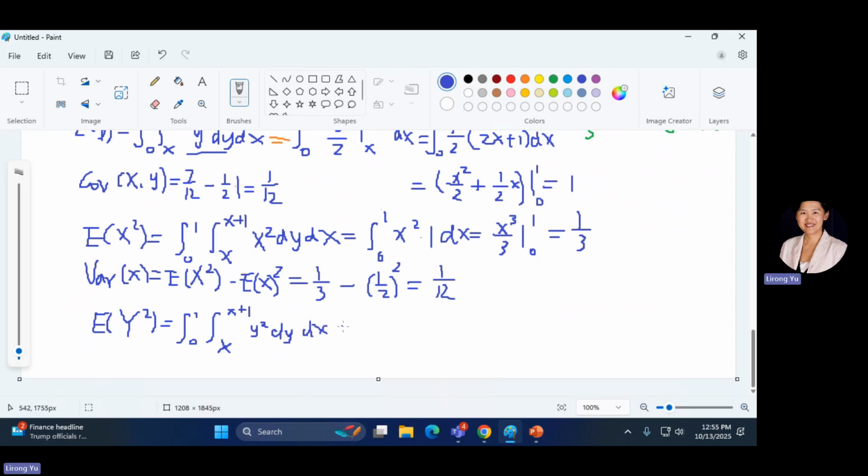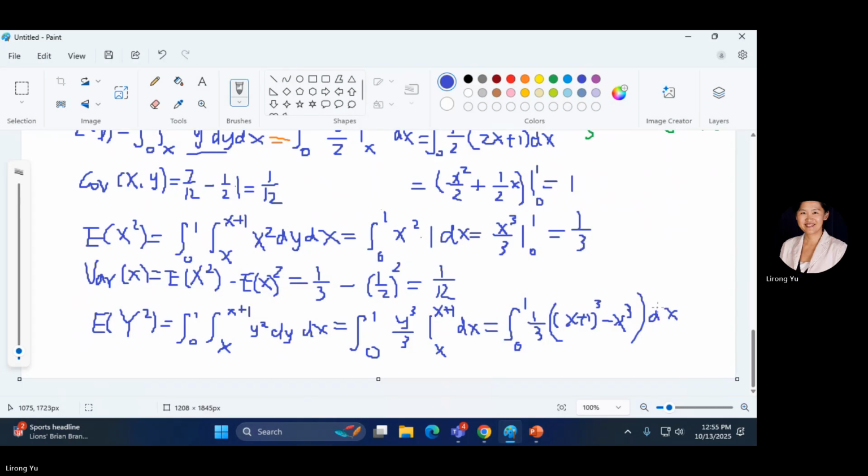And then dx. Now, the inner layer of the integration has the antiderivative y cubed over 3. I have to put in the integration limits x and x plus 1, dx. Right, this is a cube power, so it's a little harder to find the difference. It will be 1/3, and then x plus 1 cubed minus x cubed, and then dx.